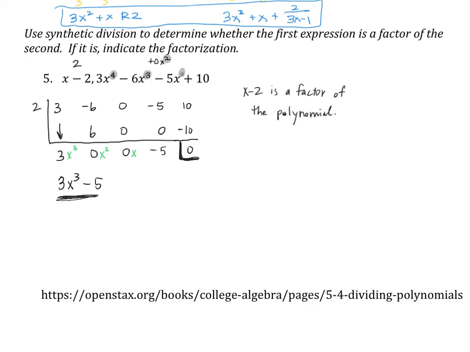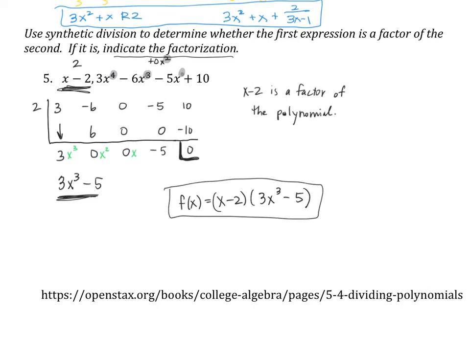It asks us to indicate the factorization. So what they want us to do is say the function is x minus 2, which is a factor that was given here, times 3x cubed minus 5. And the 3x cubed minus 5 won't factor any further, so we're just going to leave it there. So that would be what we would write. Okay.